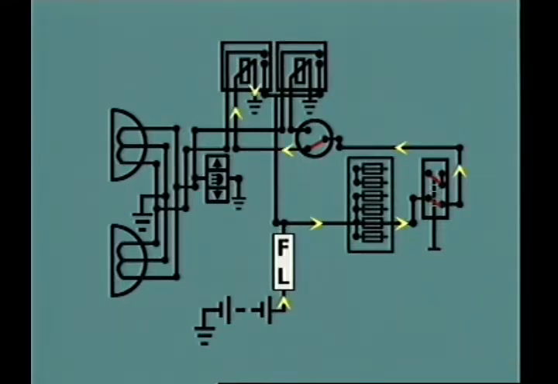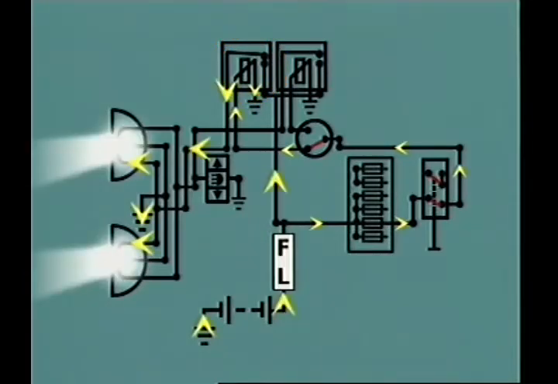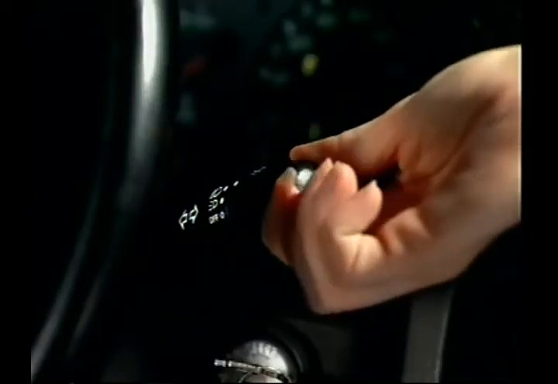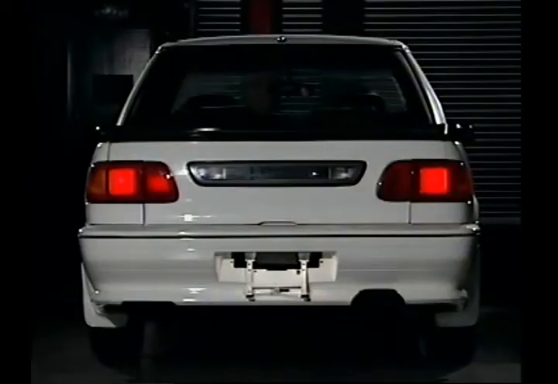In the dip beam position, electrical current can flow from the dipper switch contacts through the low beam relay winding to ground. This creates a magnetic field that closes a set of contacts. Closing the contacts allows electrical current to flow from the battery through the fusible link to the relay contact. From the closed relay contacts, the current flows to the light filaments and then to ground. The park and tail lights are also in operation when the headlights are switched on.